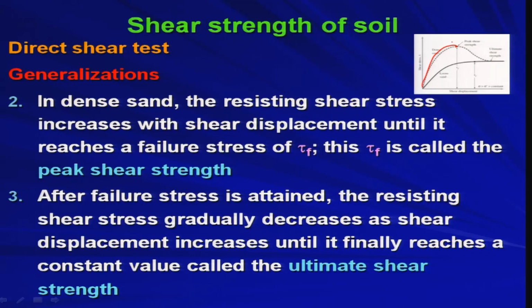After the failure stress is attained, the resisting shear stress gradually decreases as shear displacement increases, until it finally reaches a constant value called the ultimate shear strength. So in the post-peak region, after the failure, you get a reduction in the shear stress. However, the shear displacement is continuously increasing, and ultimately you get a constant shear stress with increment of the shear displacement, and that is known as the ultimate shear strength.